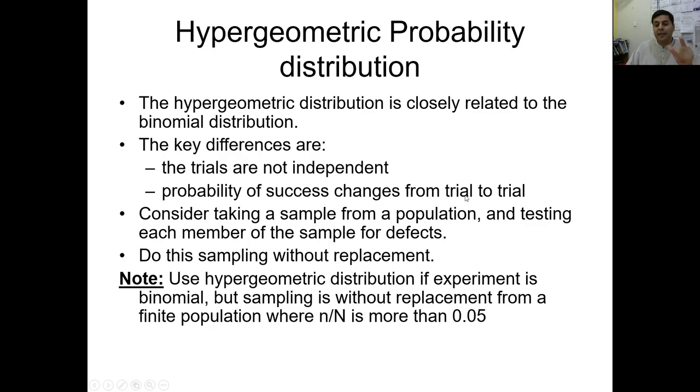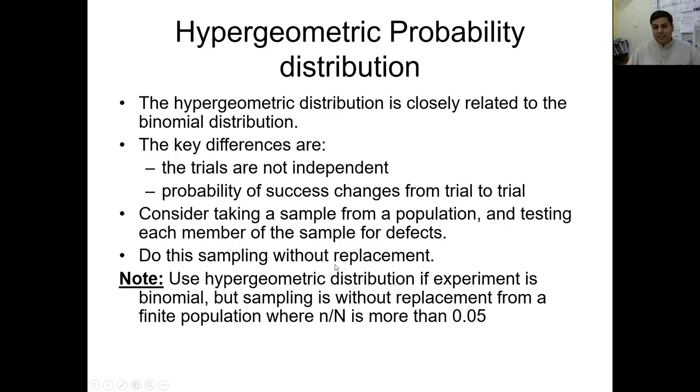More or less they behave the same. If you calculate the mean and variance of hypergeometric and binomial, the values will not change too much from one another. But you need to understand that in the hypergeometric distribution, the trials are not independent, they depend on one another. Consider taking a sample from a population and testing each member of the sample for defects. Do this sampling without replacement.